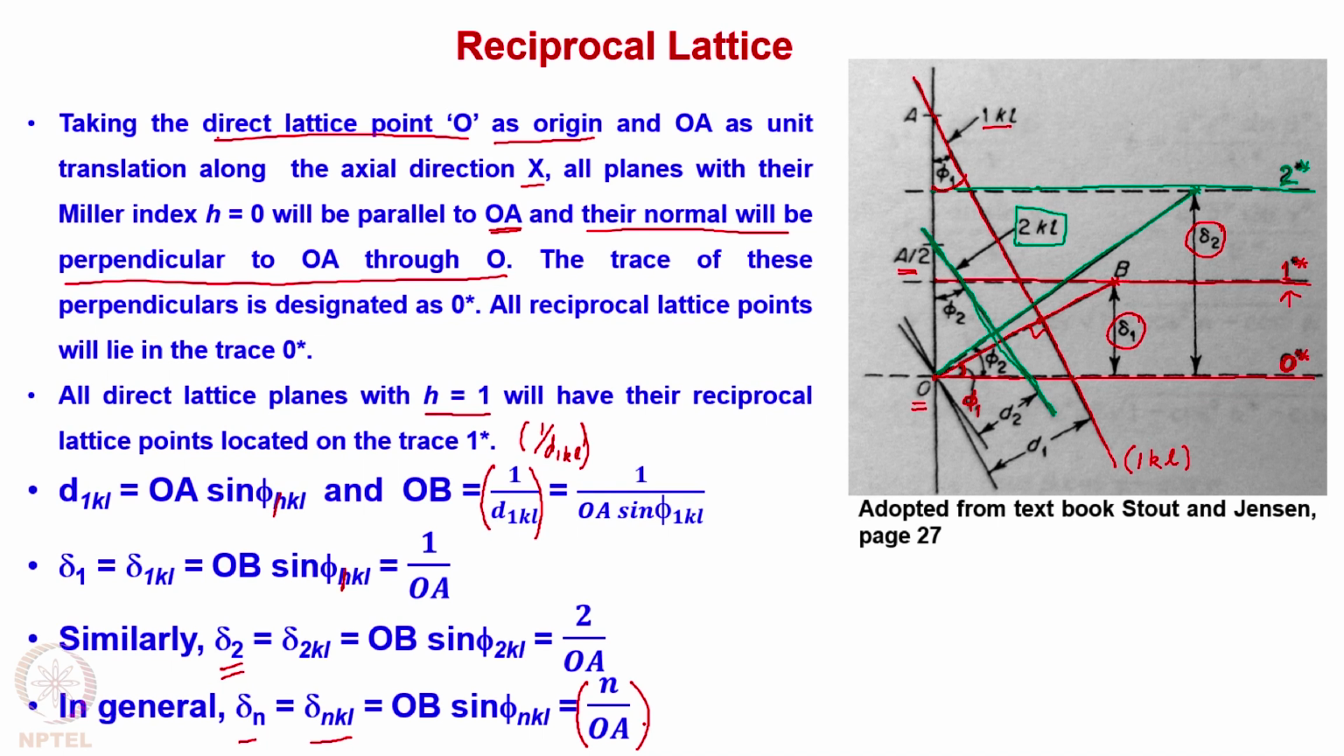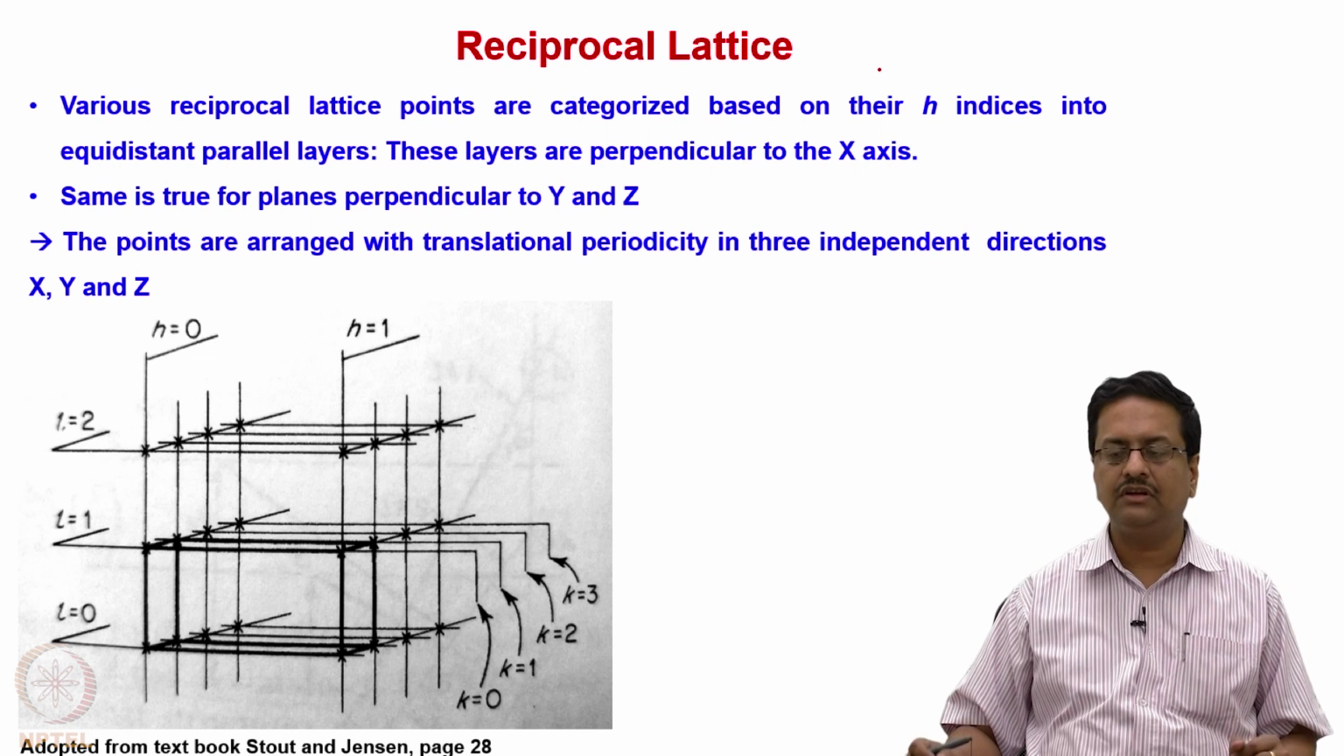So, the two other indices can be varied. What it generates is sets of reciprocal lattice points falling on the lines drawn as 0 star, 1 star, 2 star and so on. And this is considered only in one direction, that is the direction of OA. The same can be considered in all the three directions.